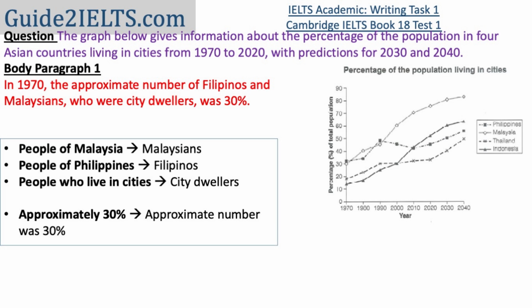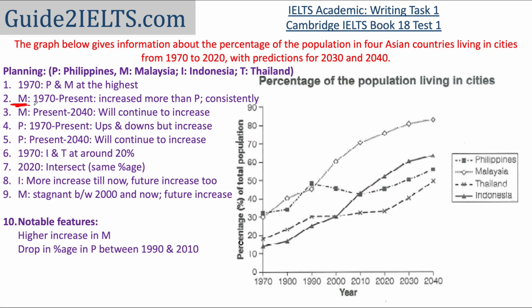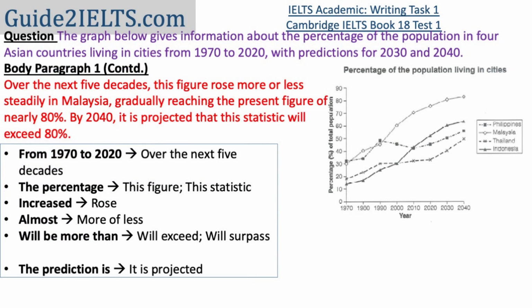So what we are writing is, in 1970, the approximate number of Filipinos and Malaysians who were city dwellers was 30%. So people who live in cities are city dwellers. Instead of using the word approximately, I've changed the sentence structure and used the word approximate. Now I'll focus first on Malaysia from 1970 to the present and then the present to 2040. Over the next 5 decades, this figure rose more or less steadily in Malaysia, gradually reaching the present figure of nearly 80%. By 2040, it is projected that this statistic will exceed 80%.